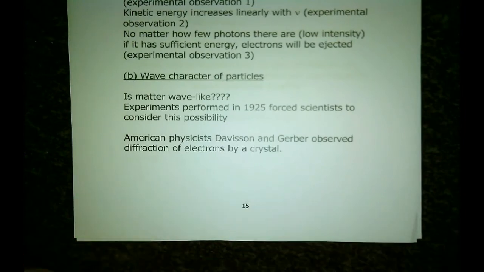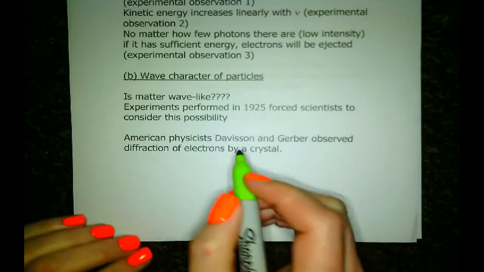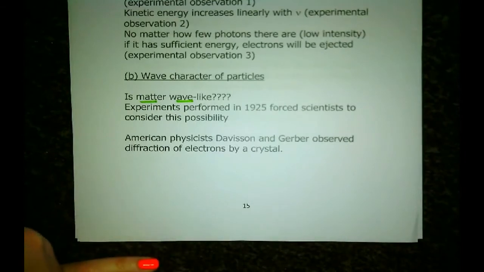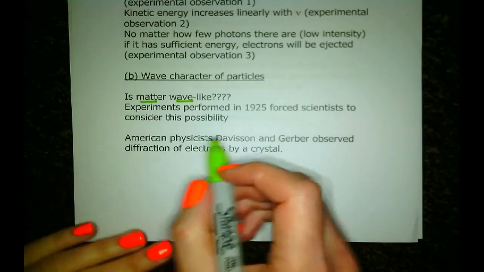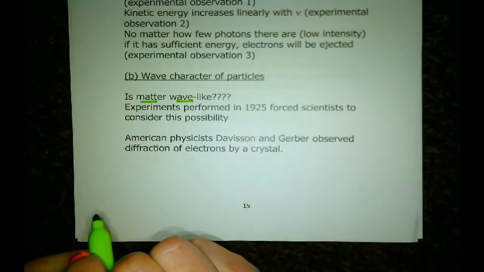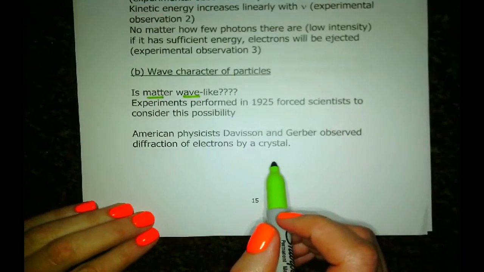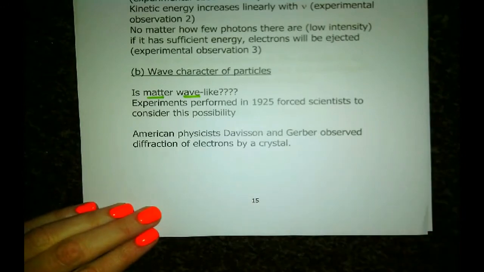Now we can ask a more controversial question, and that is, do particles consist of waves? So is that chair that you're sitting on actually a wave? And there is actually experimental evidence that confirmed this. So this was confirmed by an experiment that showed that electrons are diffracted.